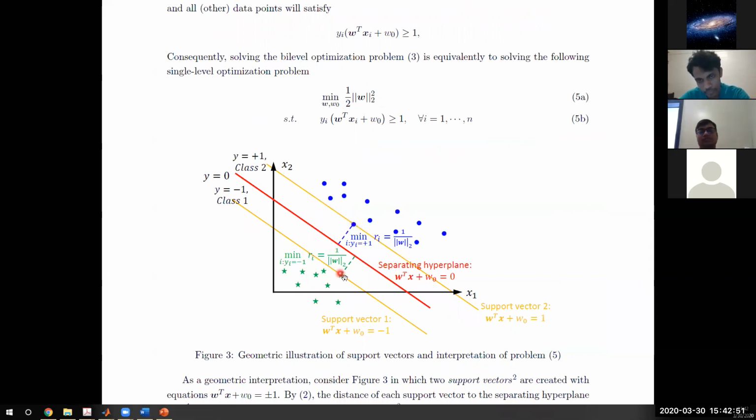Again, we assume these two points are the closest points. What is the distance from here to here and from here to here? As we just assumed, it should be equal to 1, right? However, if you substitute into the equations, consider the two equations, which are w^T x plus delta plus w0 equals 1, and w^T x plus w0 equals -1. If you substitute, the distance is going to use that formula again.